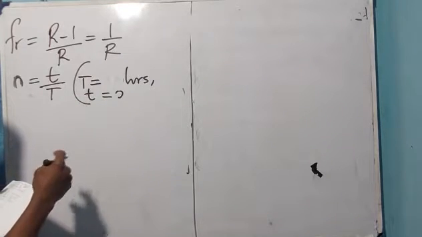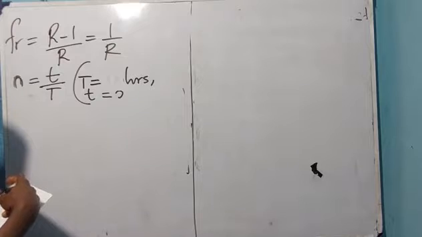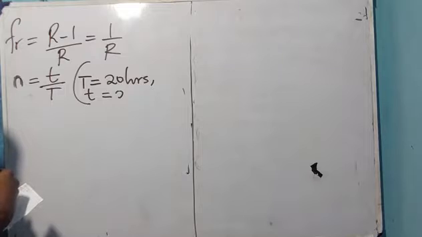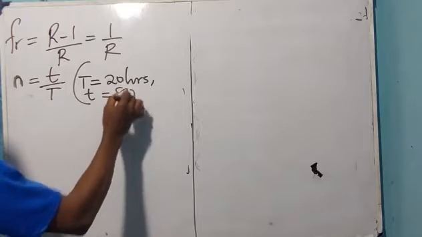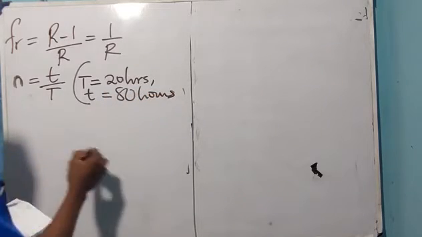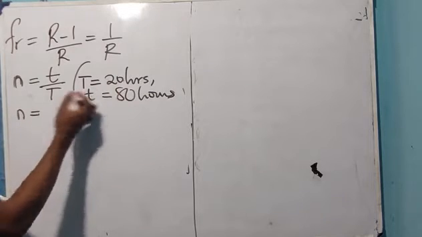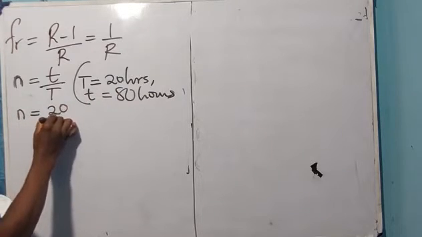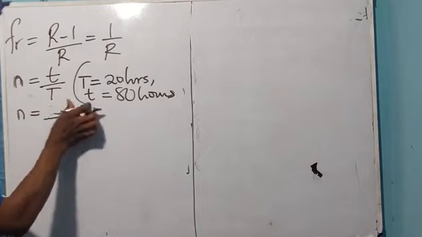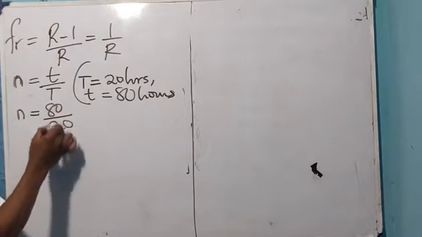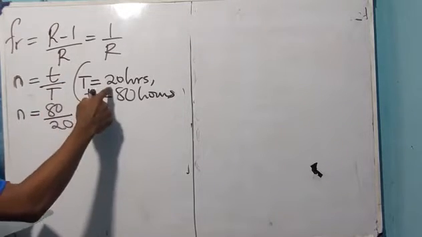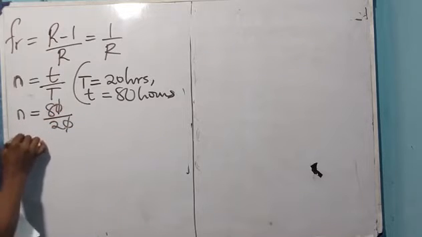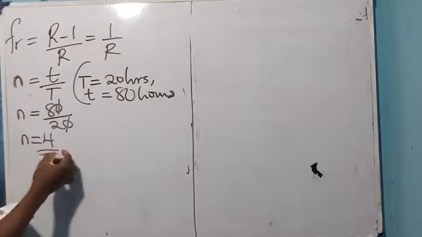Sorry, half-life is 20, and then t is 80 hours. Therefore n is equals 80 over 20. It means that if t is 80, you put it here, and T is 20. This to this, so n is equals to 4. It means that n is 4.